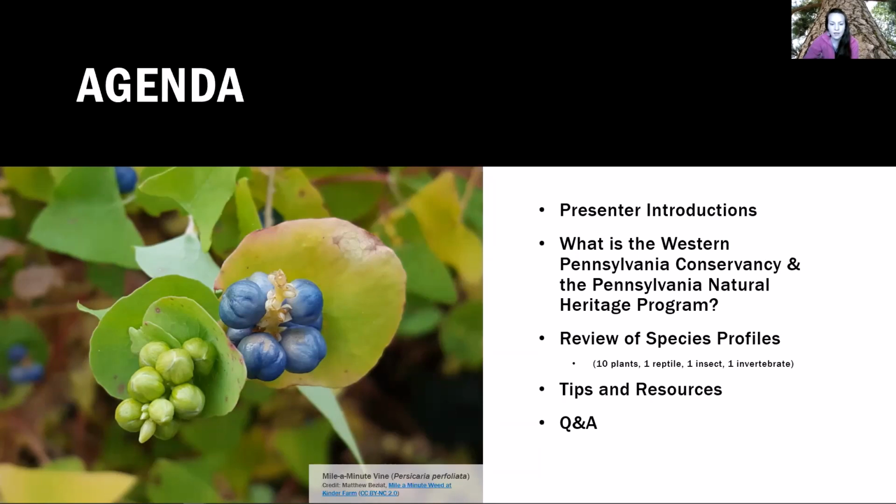And then the rest of the presenters will be talking about the specific species that we are going to be talking about today. We have a total of 13, and 10 of those are plants, and we also have 1 reptile, 1 insect, and 1 invertebrate. And then we'll wrap up with some tips and resources on how to use iMapInvasives if you find one of these species, links to resources as far as how to manage some of these plants in particular, and then also where some of these plants rank on both the DCNR watch list and also the Pennsylvania noxious weed list as well. And then at the end, we will have some time for questions.